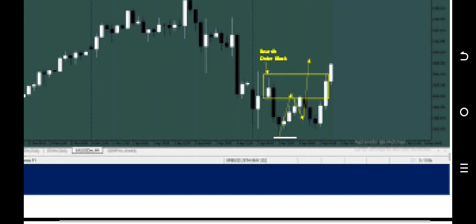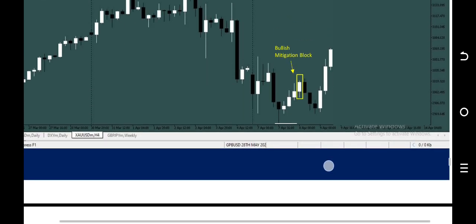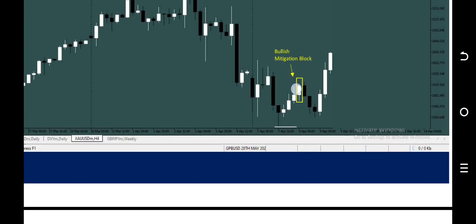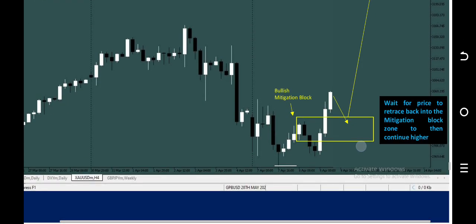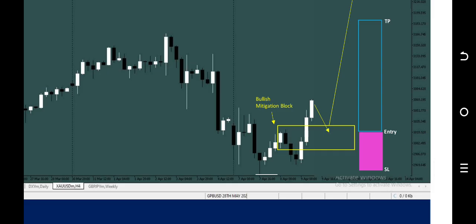So it will eventually form a mitigation block. I see price has penetrated through this order block. So now a new order block is formed there. This new order block is now called a mitigation block. So if we project it into the future, we wait for price to retrace back to it. Can you see? After projecting it into the future, we wait for price to trade back to it, then you place your stop loss, take profit, and your entry.